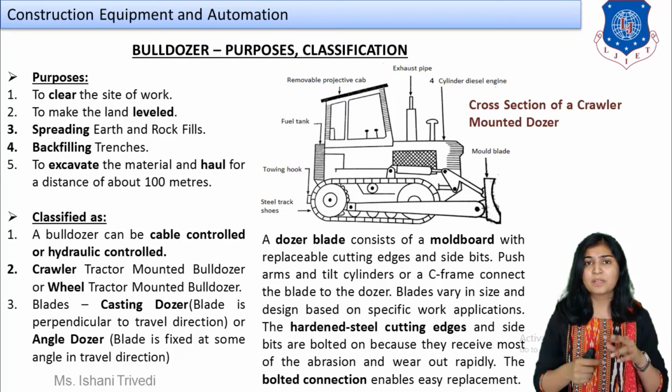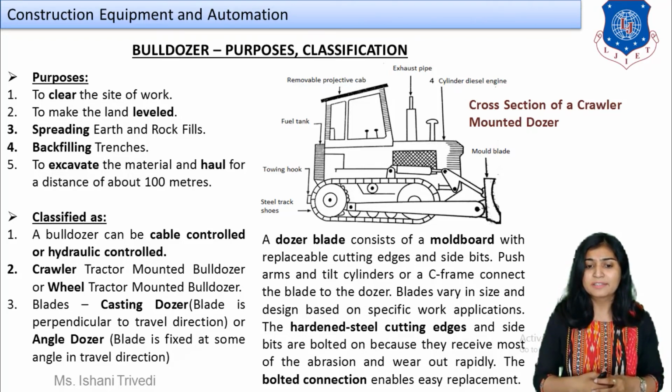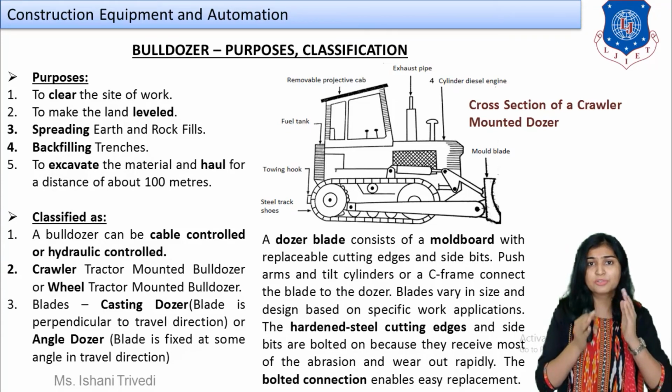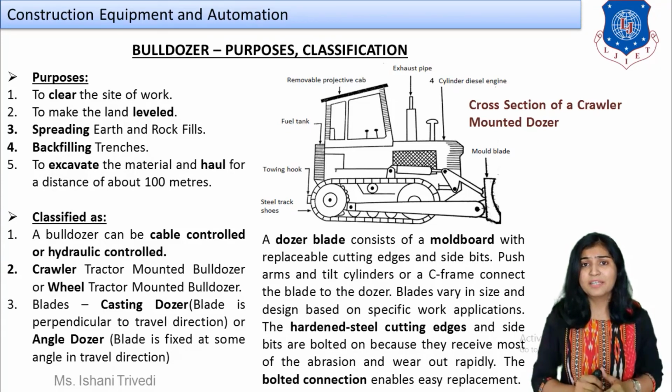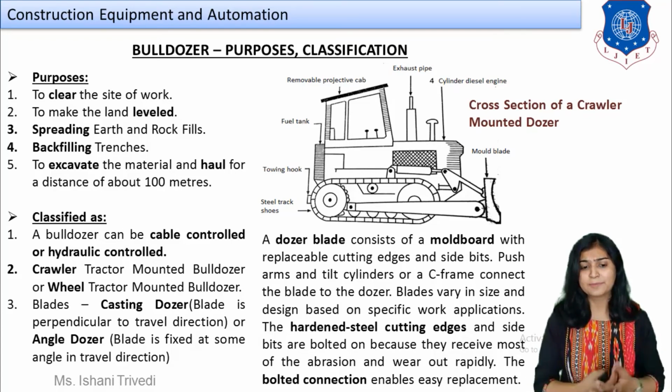You can see right on the left side of the mold blade, you can see a rod, right, which is in an inclined manner. That will be your tilt cylinder, or you can say pusher arms, which is going to connect your blade to the dozer. It is just a connection. That connection will be a bolted connection, so you can easily replace it with different types of blades.